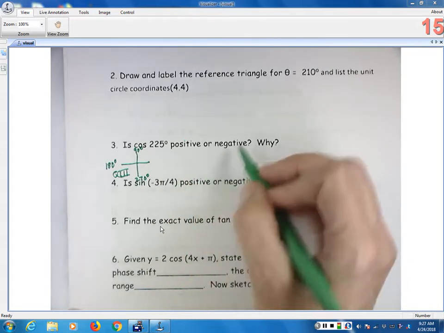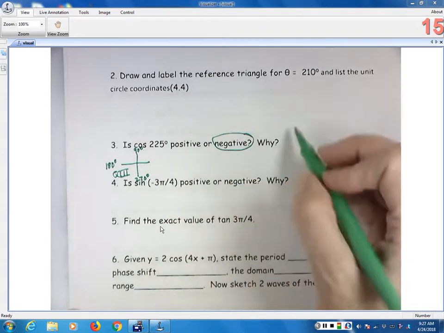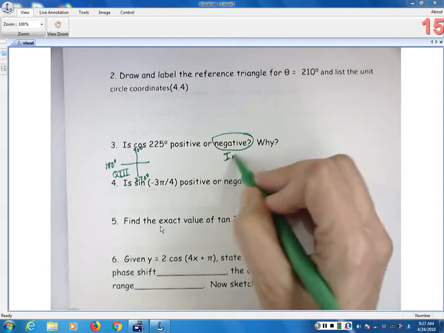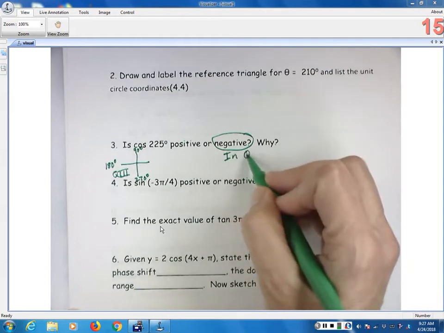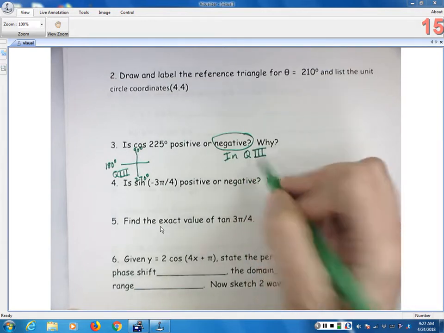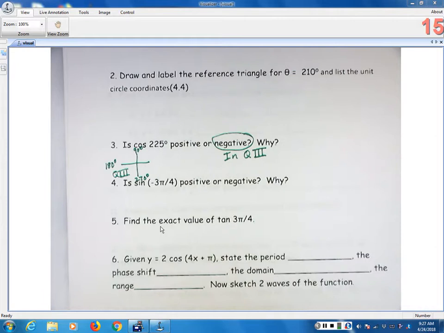Negative. And why? Because it's in quadrant 3. That's all you have to say. The why doesn't have to be anything more. Just tell me the quadrant it's in. Or you could say because cosine is x and x is negative, but no, you can just write the quadrant for the reason why.